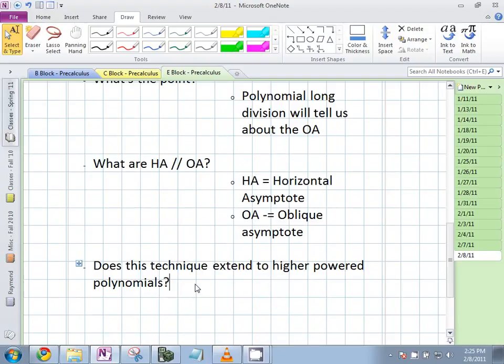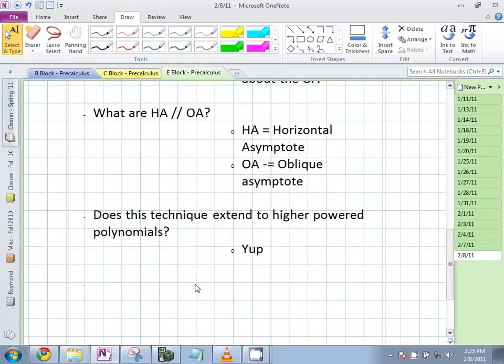Does this technique extend to higher ordered polynomials? Yep. The big punchline to all of this is everything we're learning now can be extended to everything else. Exactly. Okay, so let me pause for a second.